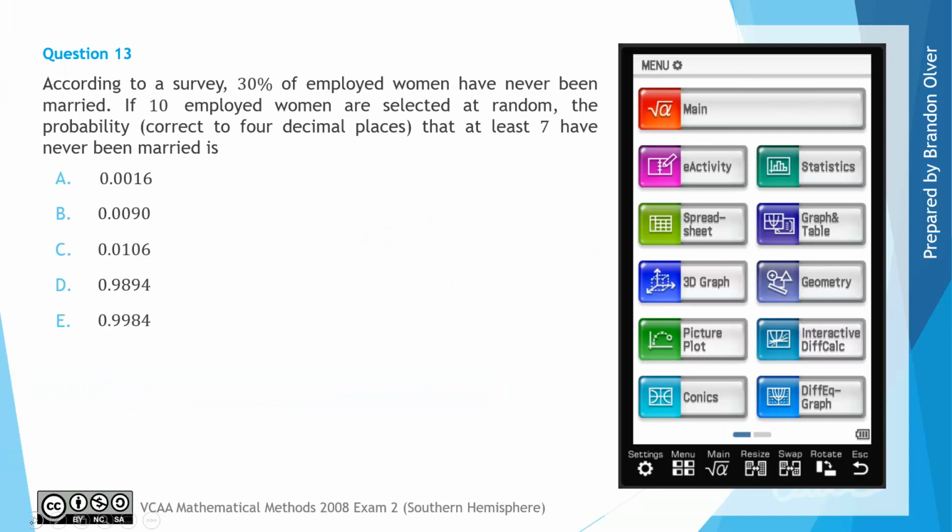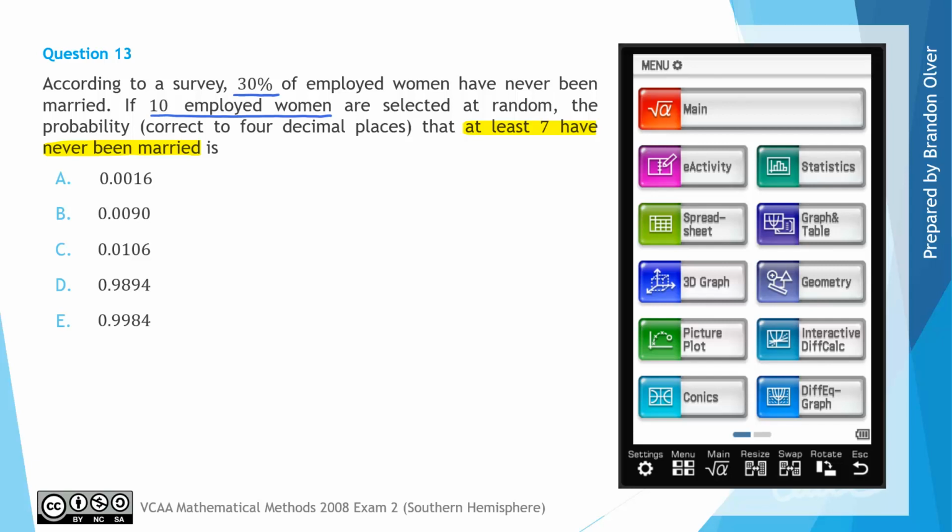So for question 13, according to a survey, 30% of employed women have never been married. If 10 employed women are selected at random, the probability, correct to 4 decimal places, that at least 7 have never been married is one of the following options. And you can see already that I've highlighted some important pieces of information in this question.